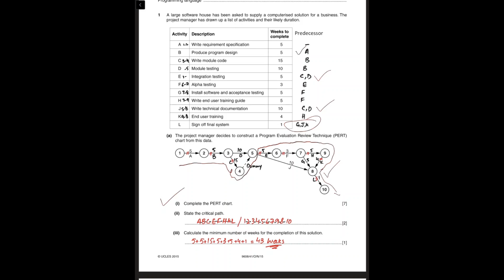So this is the least time that we need to complete, which is A, B, C, E, F, H, K, and L, and nodes are 1, 2, 3, 4, 5, 6, 7, 9, 8, and 10. So this represents 43 weeks.